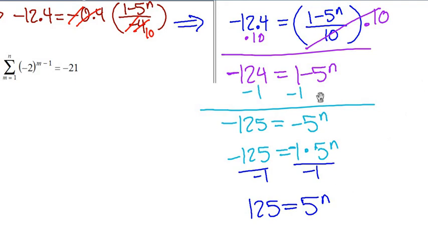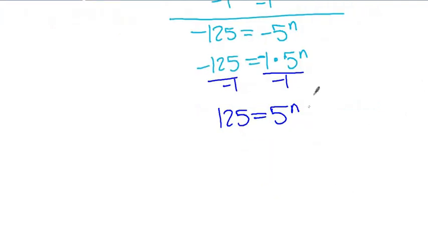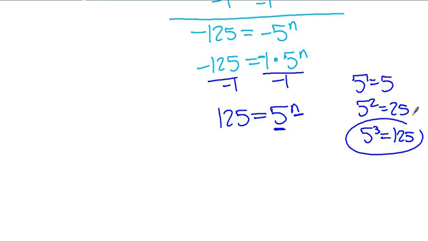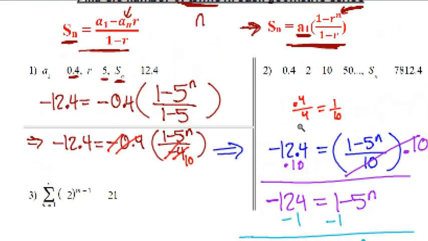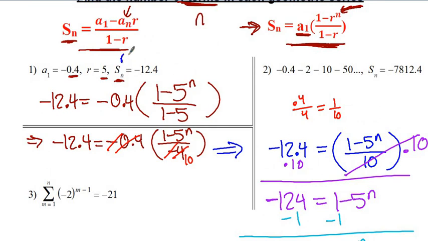And now you can do a couple things. You could take the logarithm, that's from a previous section, or this is not that hard to look at and see 5 to what power is 125. Well, 5 to the first is 5, 5 to the second is 25, 5 to the third is 125. So that means n in this case is 3. So if we go back up here, the answer, the number of terms, is 3.